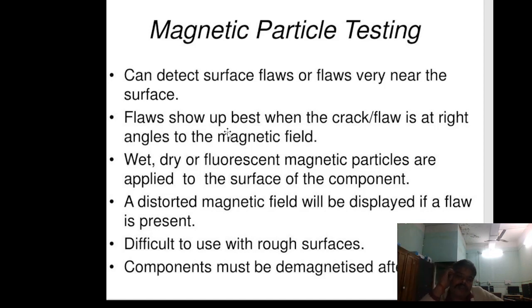Wet, dry, or fluorescent magnetic particles are applied to the surface of the component. A distorted magnetic field will be displayed if a flaw is present. Difficult to use with rough surfaces. Component must be demagnetized after testing.